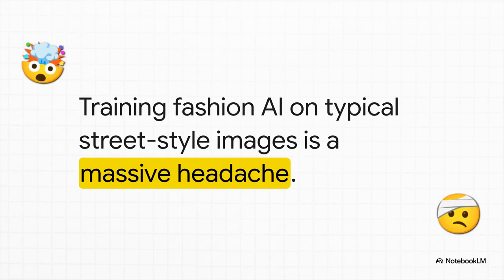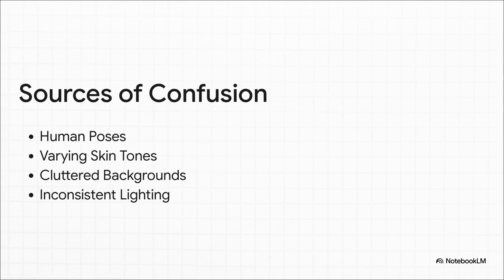Well, the answer is pretty simple, actually. It's just a massive headache. And that feels kind of backward, doesn't it? I mean, more data should be a good thing. But it turns out this is a classic case where it's all about the quality of the data, not just the quantity. And this is why. The AI just gets confused. Is that a wrinkle in the shirt, or is it a shadow from the person's pose? Is that the true color of the dress, or is that a reflection from a weird light in the background? You've got human poses, different skin tones, super cluttered city streets, and lighting that's all over the place. All of that stuff is just noise that pollutes the data about the actual clothes.